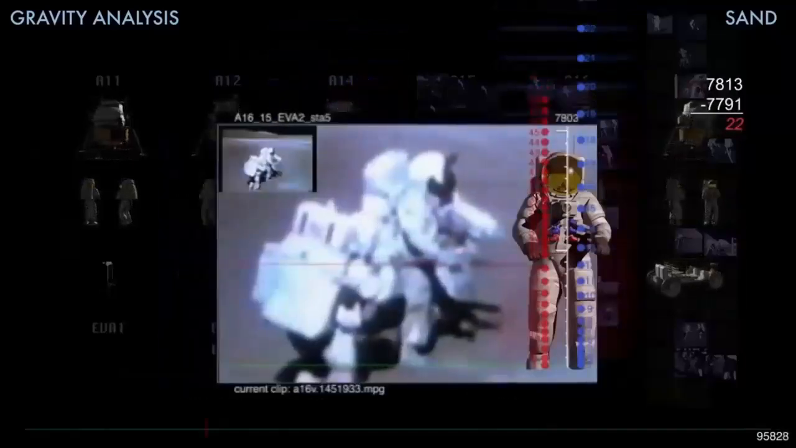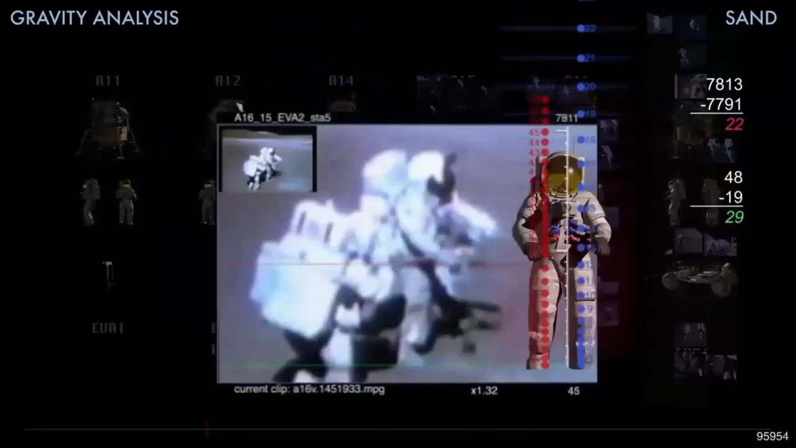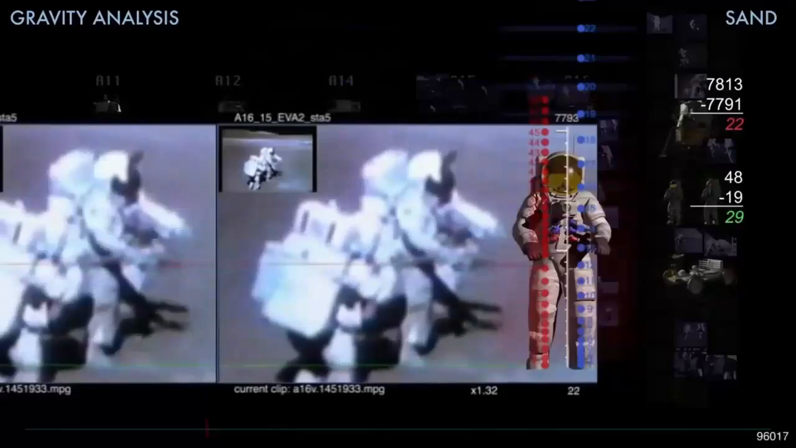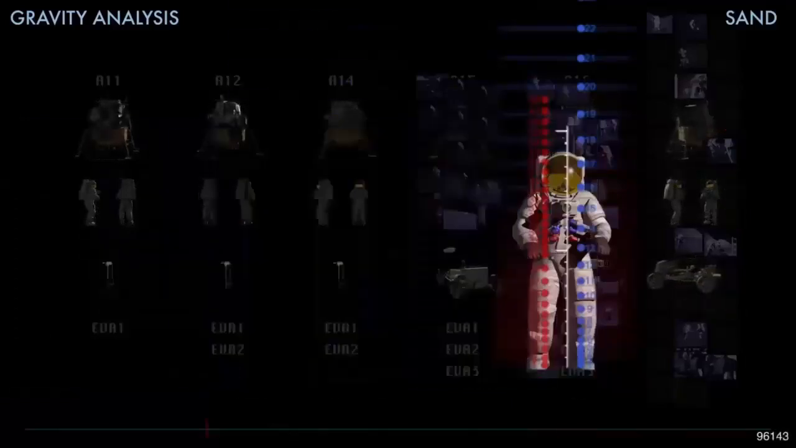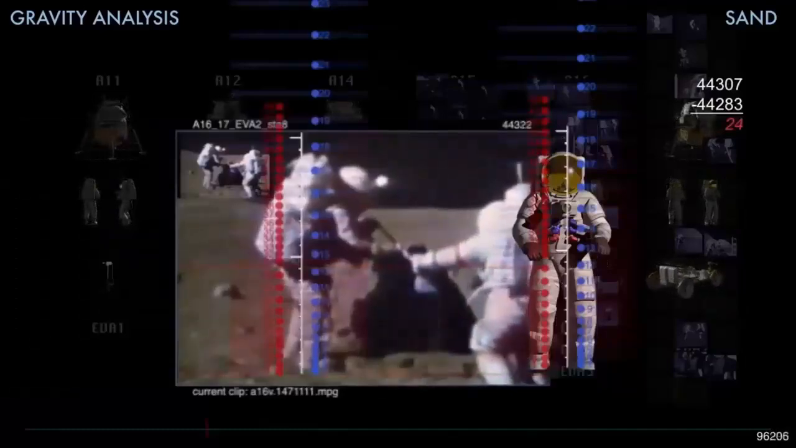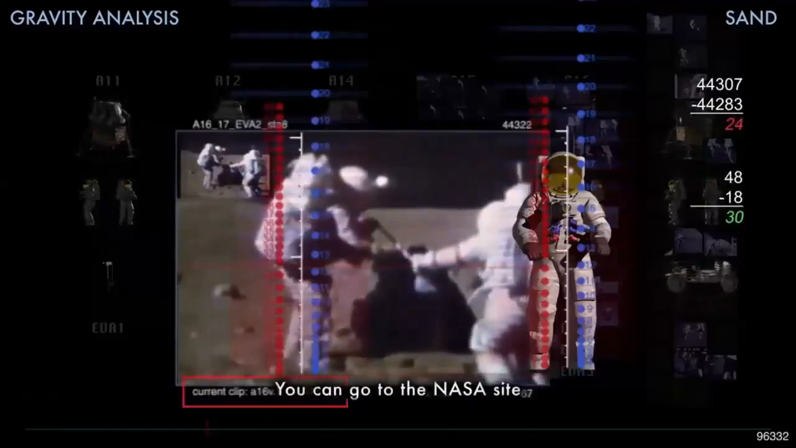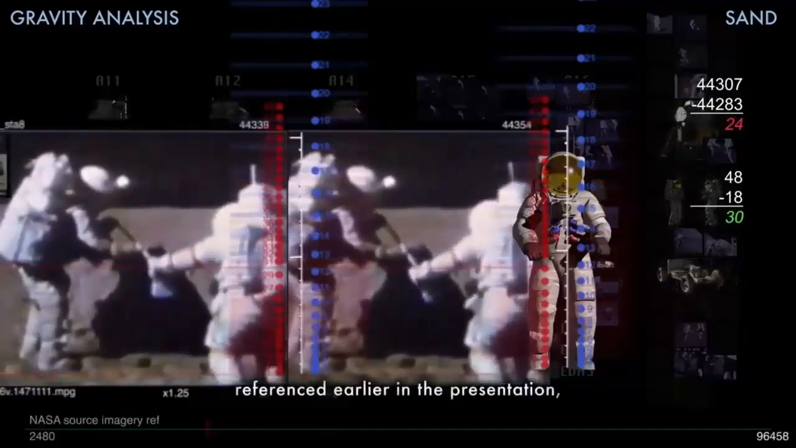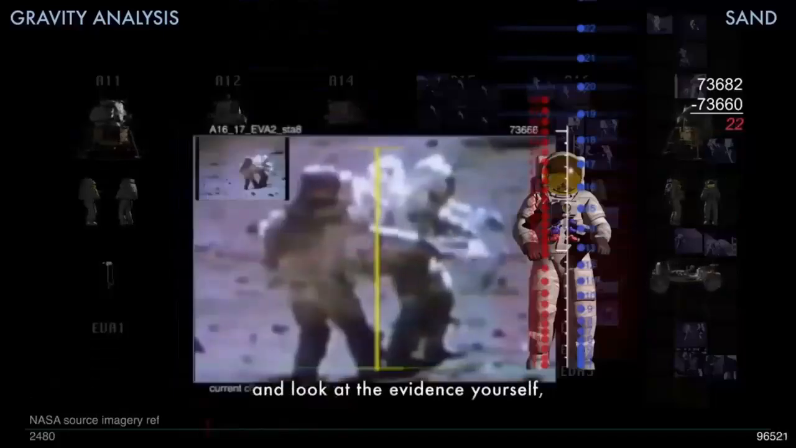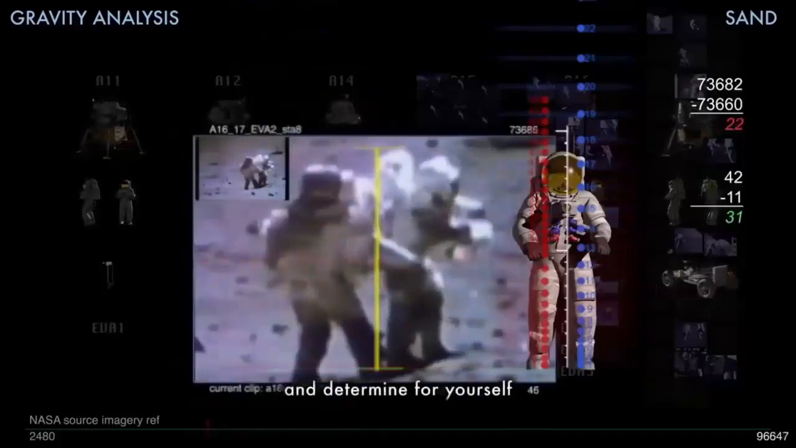In these frames, watch the difference in the speed at which the sand falls. You'll notice that the sand in the left frame hits the surface first, before the sand in the right. Again, please notice the clip. It's right next to the bottom. You can go to the NASA site referenced earlier in this presentation and look at the evidence for yourself and determine for yourself what's going on in the footage.